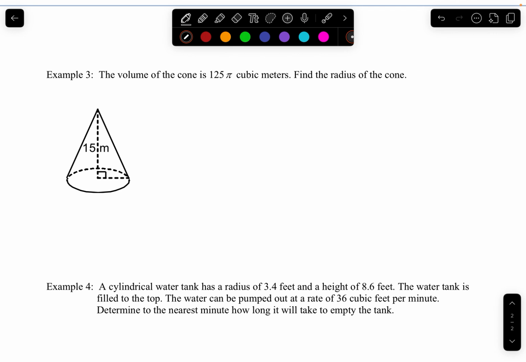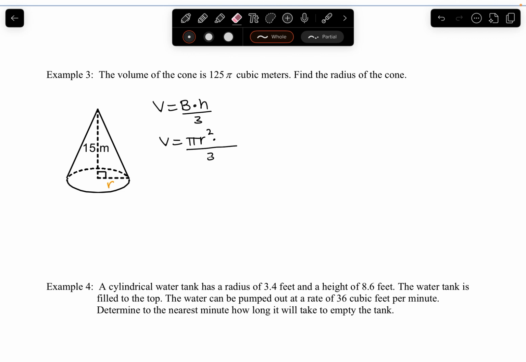Example 3 says the volume of a cone is 125 pi cubic meters. Find the radius of the cone. So again, I am looking for the radius. I was given volume. Volume is big B times h divided by 3. Got to be more precise than that. This will be pi radius squared times my height, which I have is 15, divided by 3. I got ahead of myself. Hold on. H divided by 3.